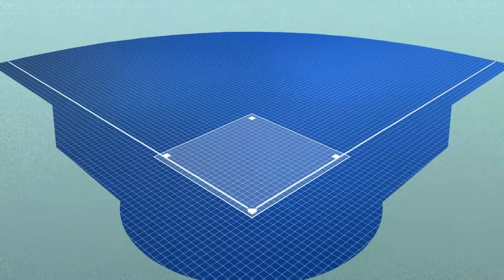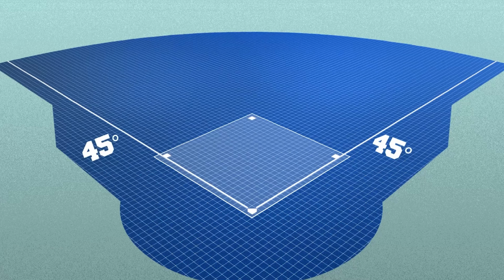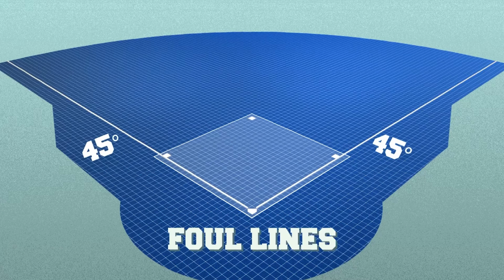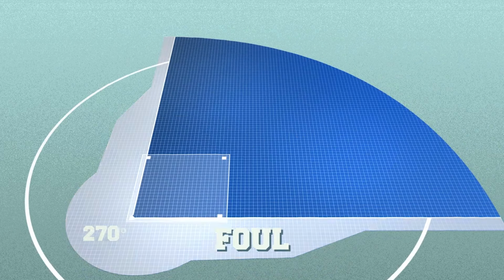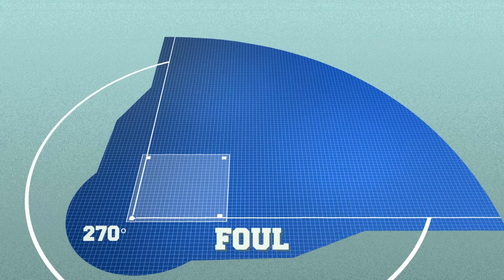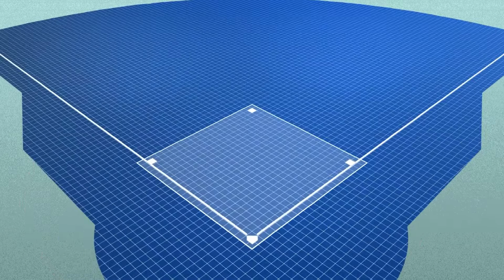The primary boundaries that extend from home plate at 45-degree angles are called foul lines. The 90-degree area within the foul lines is fair territory, while outside of the foul lines is foul territory or out of bounds. The only time a ball can be fair in foul territory is when a batted ball first contacts the field beyond the first or third base.